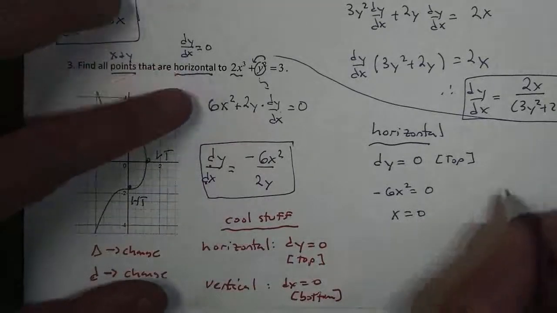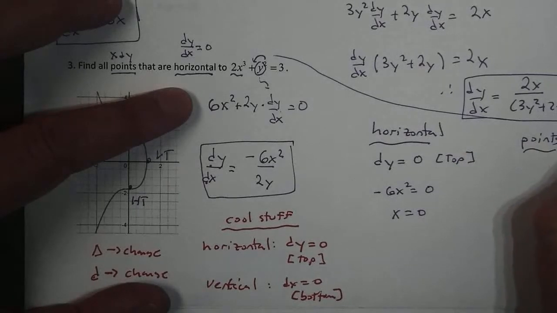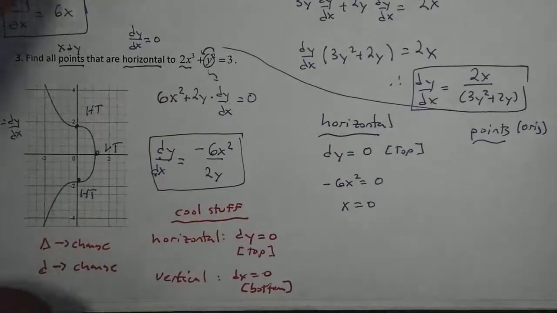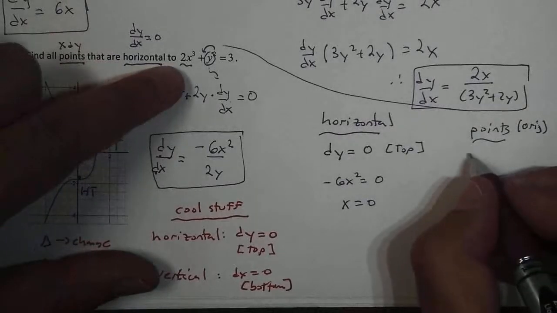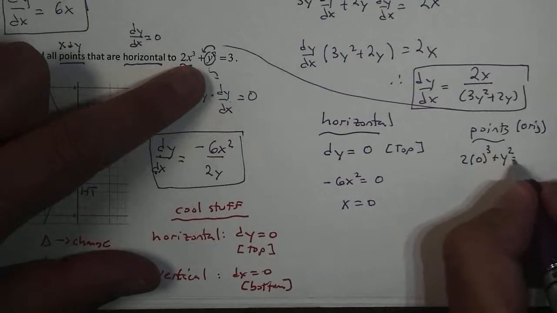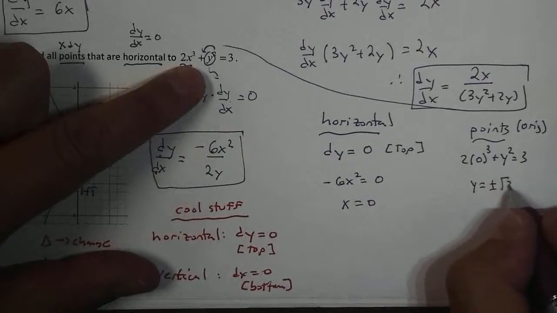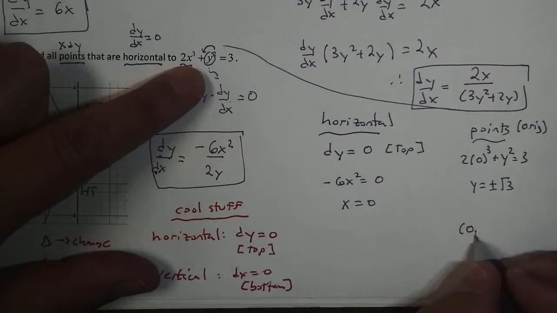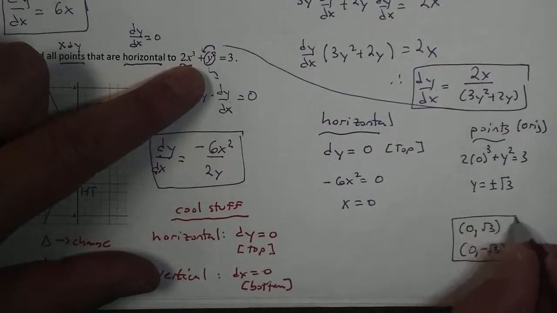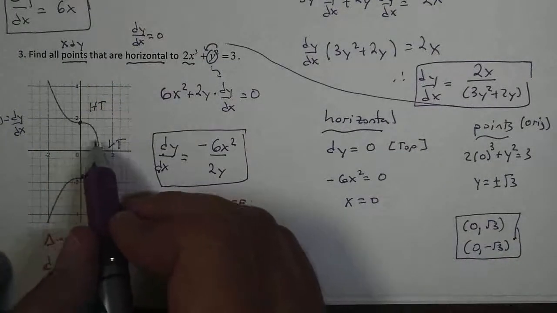Now we are not done because they do say find the points. So for this, remember we have to use the original relationship. So I'm going to plug it in here: 2 times 0 cubed plus y squared is 3. And I can solve for y. We get plus or minus root 3. So we get (0, root 3) and (0, negative root 3). So we have two places where we have a horizontal tangent, which we could have gotten just by looking at the graph, if you're really good at estimating.